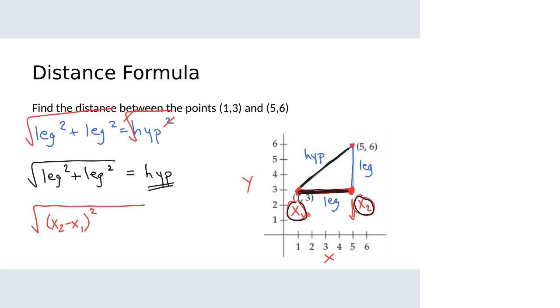And then we're going to do the same thing with the y values. When I look at the vertical leg here, I'm going to call these y2 and y1, and we want the difference between them. In this case, the 6 and the 3 would be the y values. If we want to know how long this leg is, we would just subtract those. So that's going to be y2 minus y1. That's the distance on that leg.